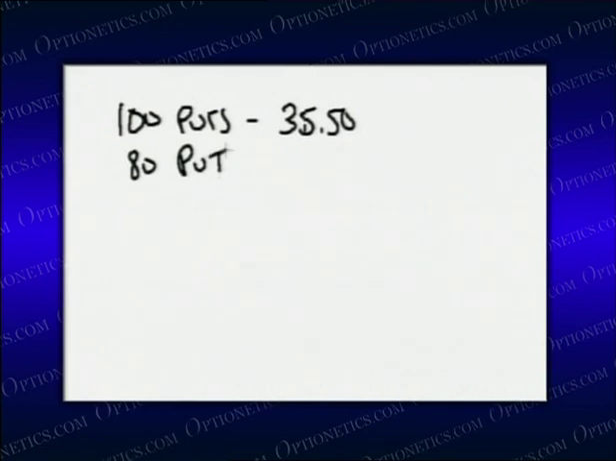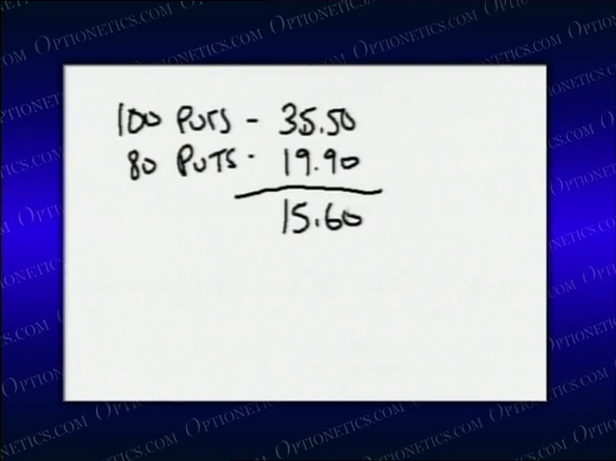So if we take the puts we sold, the 100 puts, we sold those for $35.50. And then we subtract out what we paid for the 80 puts, which was $19.90. This is going to give us the net credit on this position. The net credit on this position is $15.60, which is basically the difference between the two premiums. Remember, this is for one share, but you're actually doing 100 shares. So you multiply that by 100, it's really $1,560 for each one that you do.